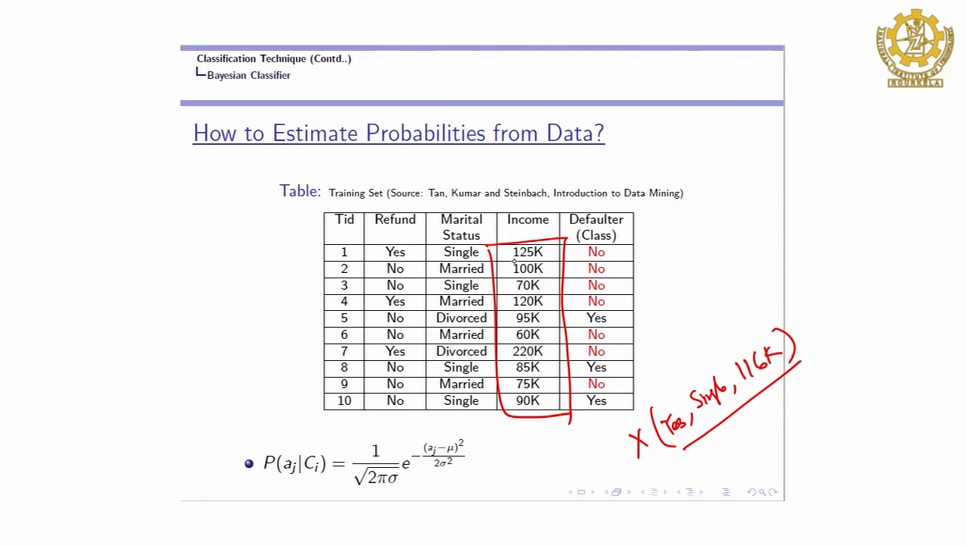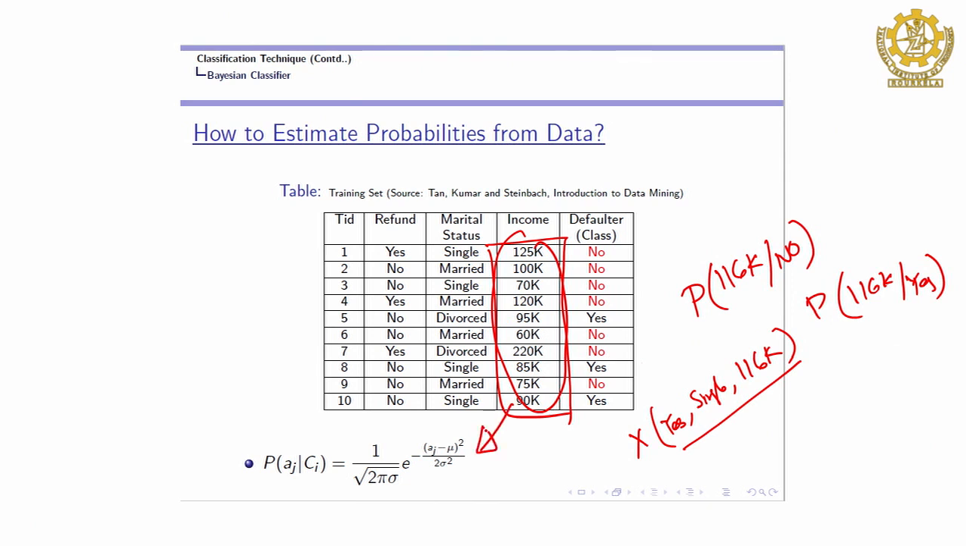So, we have to find the probability of 116k given class no, and the probability of 116k income given class yes. Now, how do you do it? We assume this distribution follows the Gaussian distribution. So for this equation, we need to compute the mean and the standard deviation.